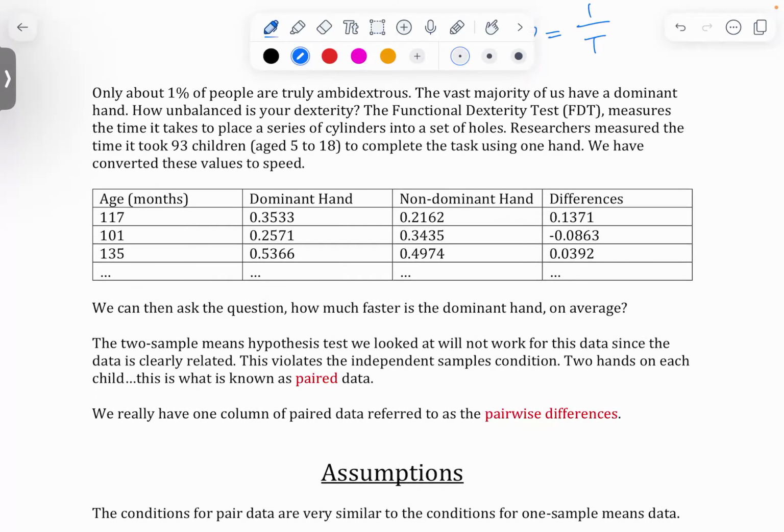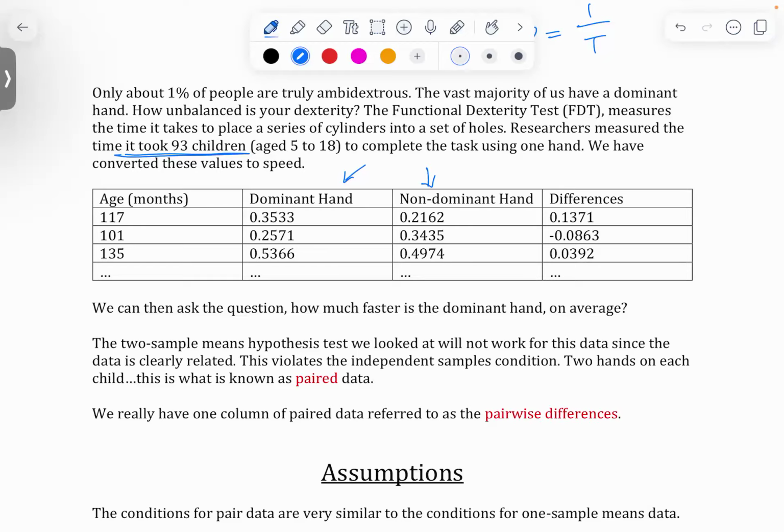The other thing, notice how this is worded. We really only have one sample of 93 children. We then measured each hand on them. That means this is paired data. It is purely connected, and with humans, it tends to be like this: hearing in one ear versus the other, seeing with one eye instead of the other, tasks completed with one hand instead of the other. These are things that are paired, they are dependent.